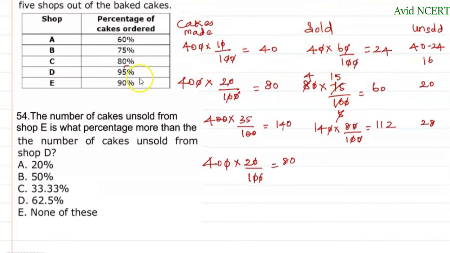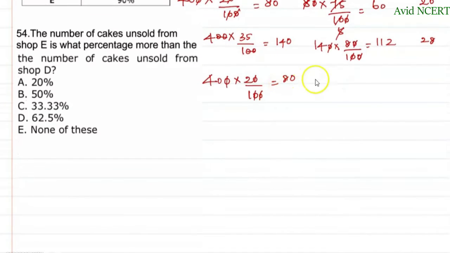And the number of cakes sold here is 95%. Out of these 80 cakes, 95% of the cakes are sold, which is again 0, 0 gets cancelled. 2 4 times is 8, 2 5 times is 10, 5 1 times is 5, and the difference is 4, and 5 9 times is 45. So 19 times 4 is 76. So the difference, the unsold cakes, is just 4.